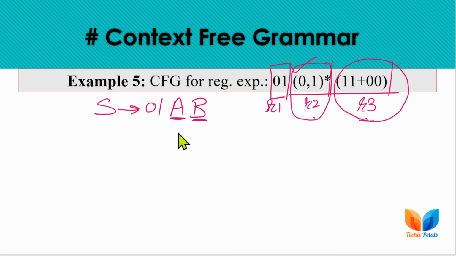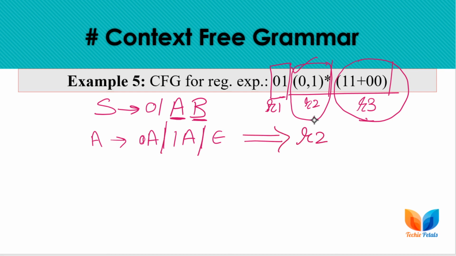From A we have to derive any combination of 0 and 1, and we have already practiced an example for the same, so just writing the rules of the grammar. This is the grammar for the R2 sub-expression. Now writing the grammar for the third regular expression, R3. It is very easy to write the production rule: either we derive double 1 or double 0. So just writing these rules as options.